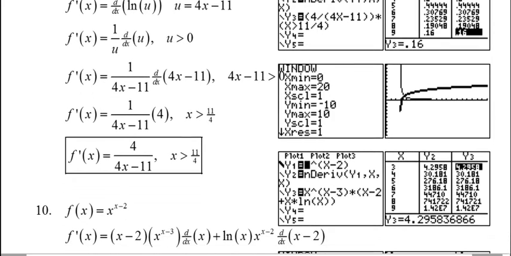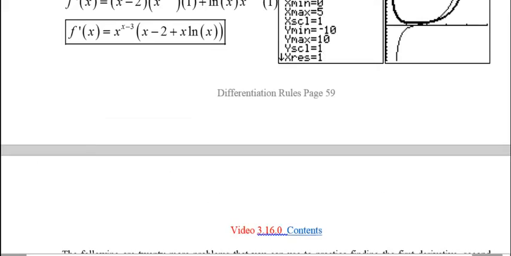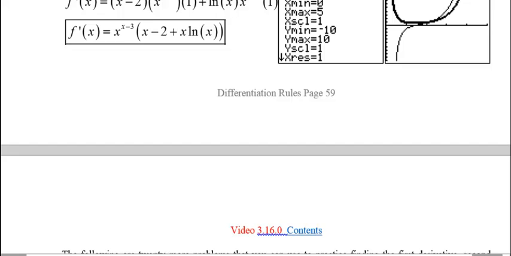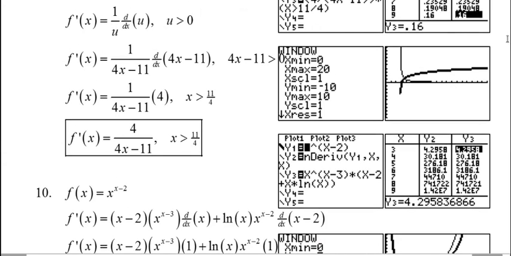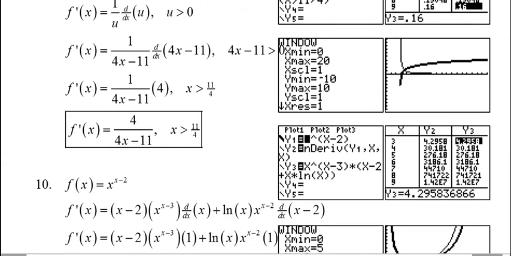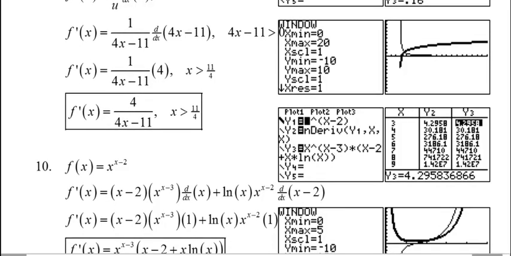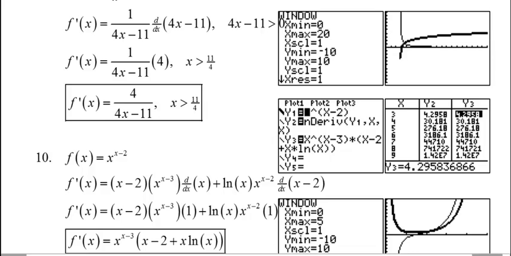Last one for this set. Number 10. Okay, number 10 is going to use our generalized version of the power exponential rule. Let's see if I can get it to show on the screen here correctly. F of x equals x to the power x minus 2.